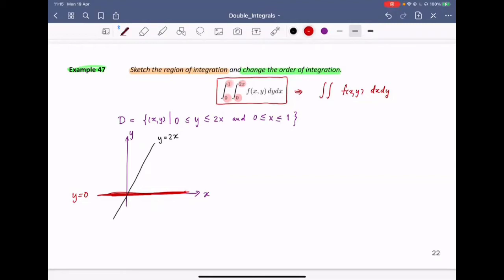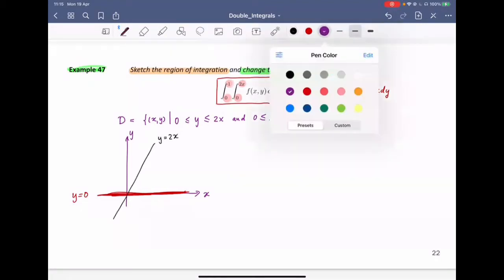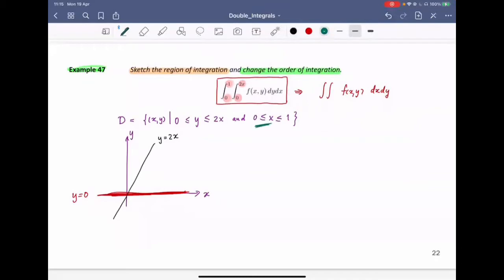And then after that, let's use the green one now. So x equal to 0. Well, x equal to 0 is this. Okay, good. It's just the y-axis, and then x equal to 1. Let's use the orange one here. My scale is not proper, but you can imagine this is x equal to 1.